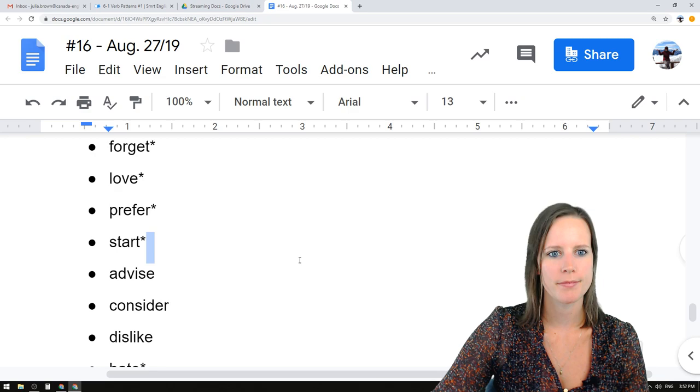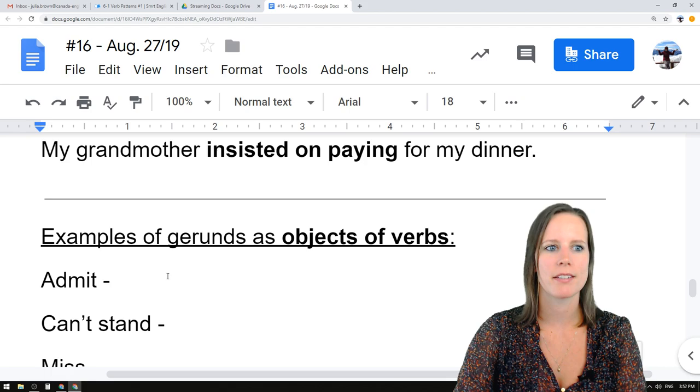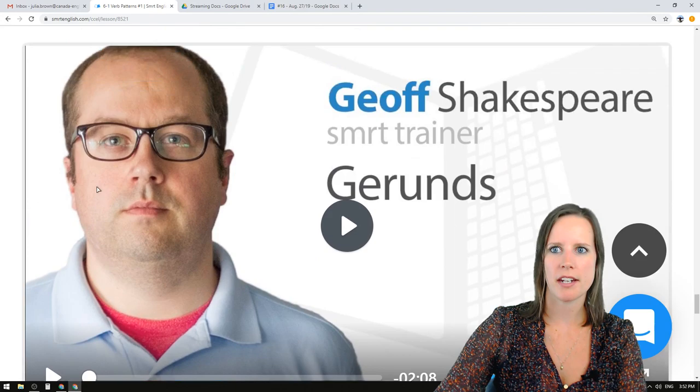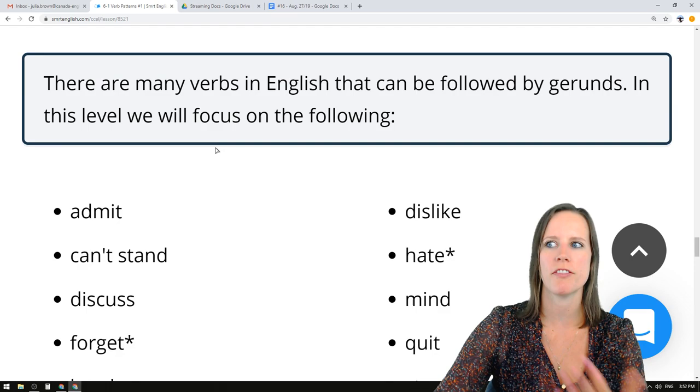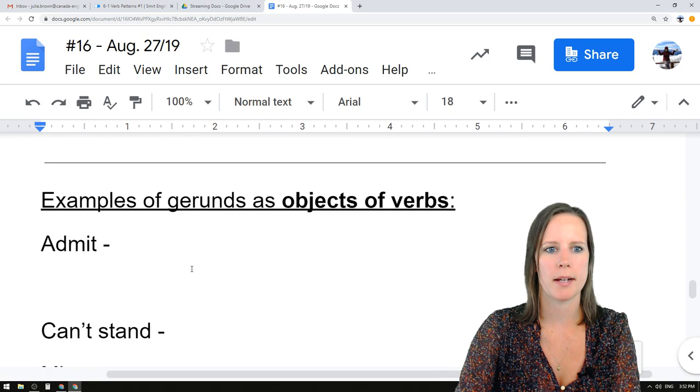Okay, so here. Admit, like we see here. Okay, no, that's the end of the lesson in Smrt. So we're going to come up with our own examples. All of these verbs can be followed by gerunds. Okay, so let's think of some examples. Admit, when you say, okay, yes, I did it.